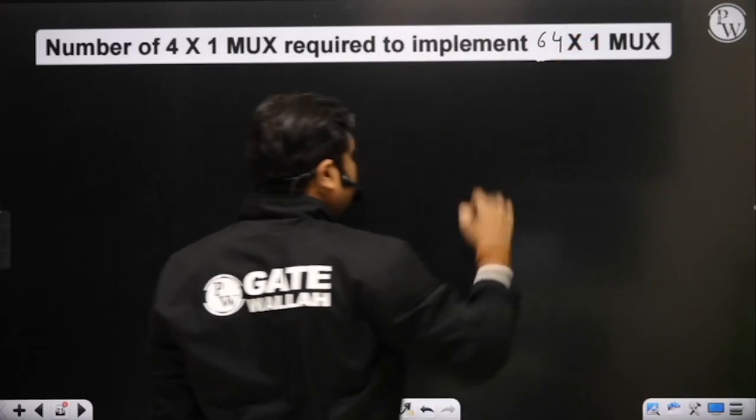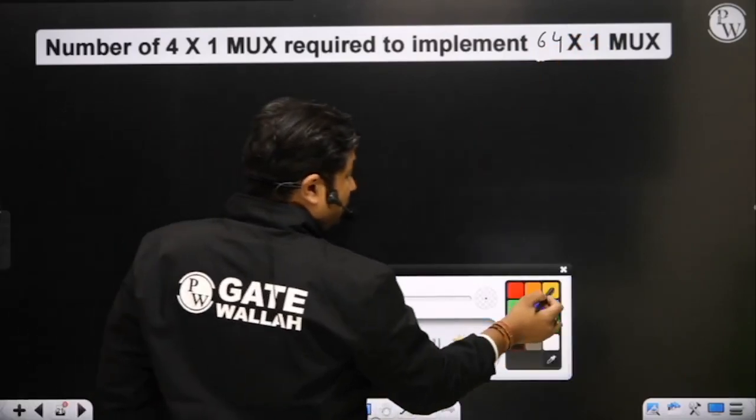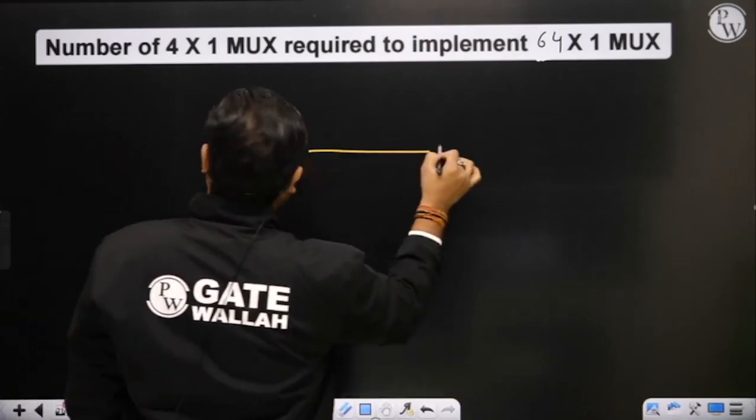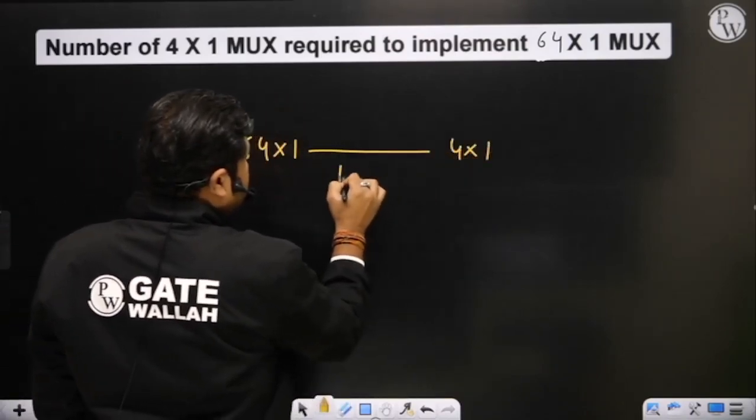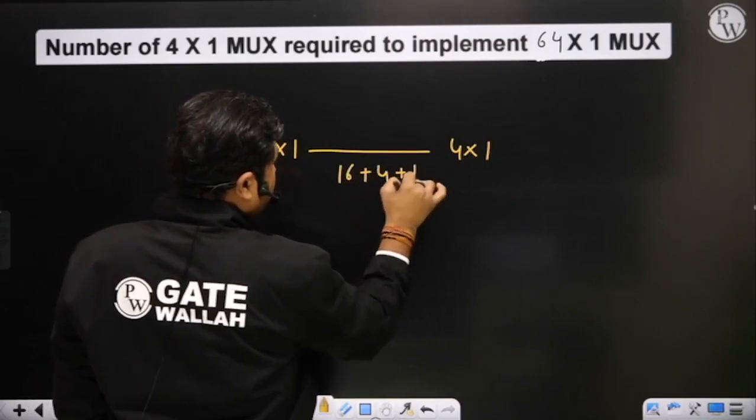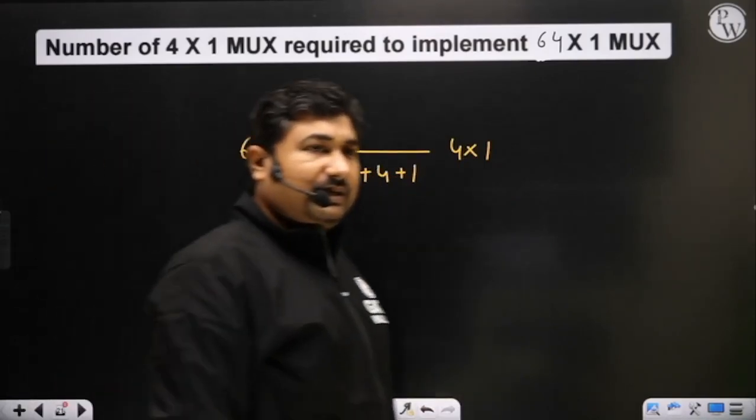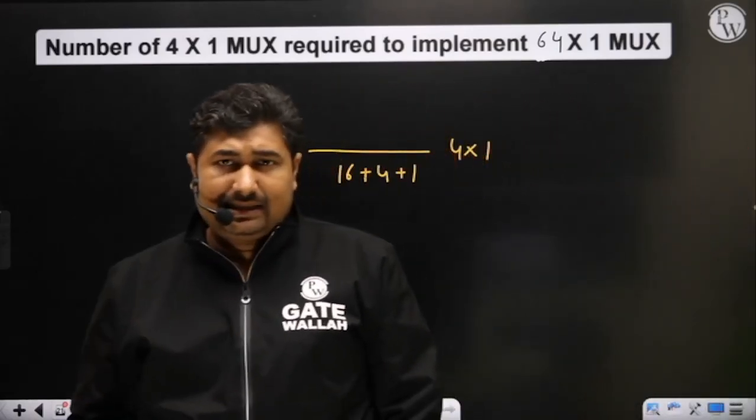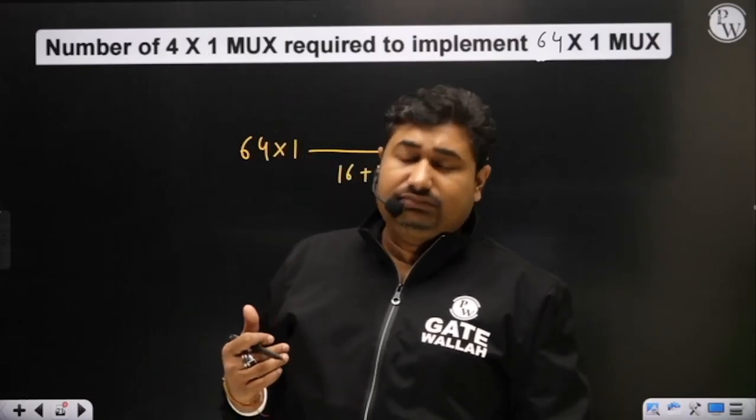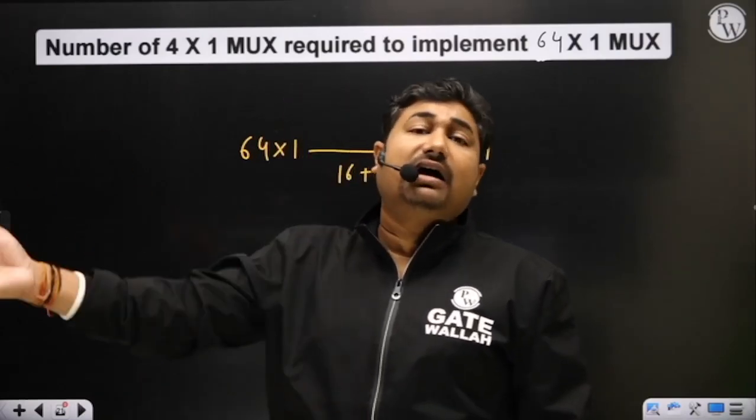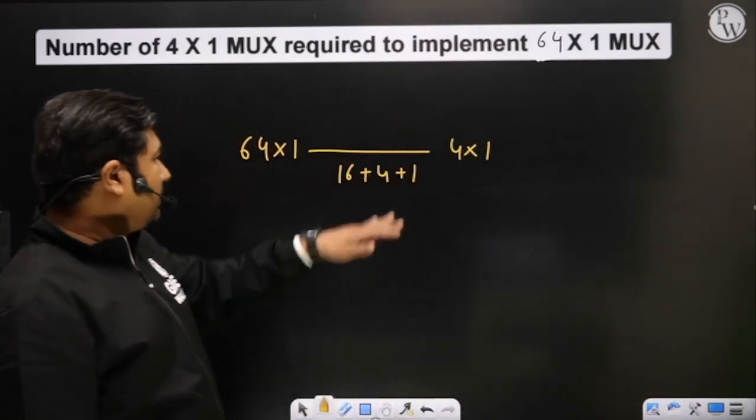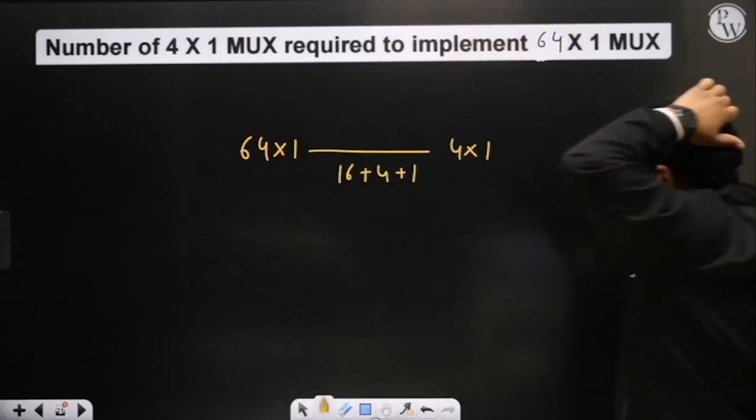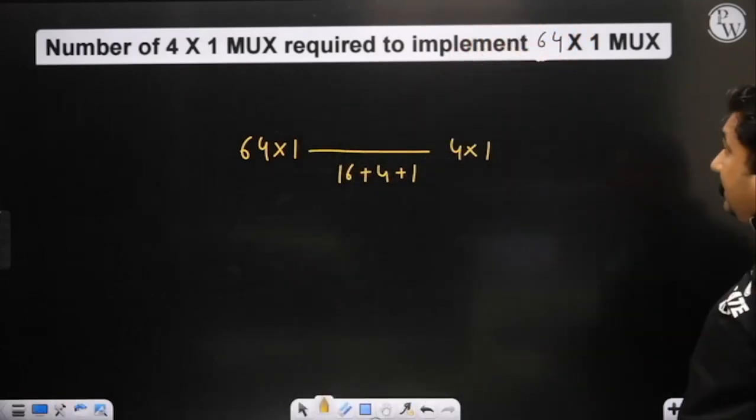64 cross 1. Can you implement 64 cross 1? Yes, sir. How? 64 cross 1 can be implemented by using 4 cross 1: 16 plus 4 plus 1. Can I represent in this way? Yes, sir. However, you can implement any size, but for that you have to take care of some of the input lines. However, this is a conventional approach. Now you can easily implement the desired size. Is it okay?